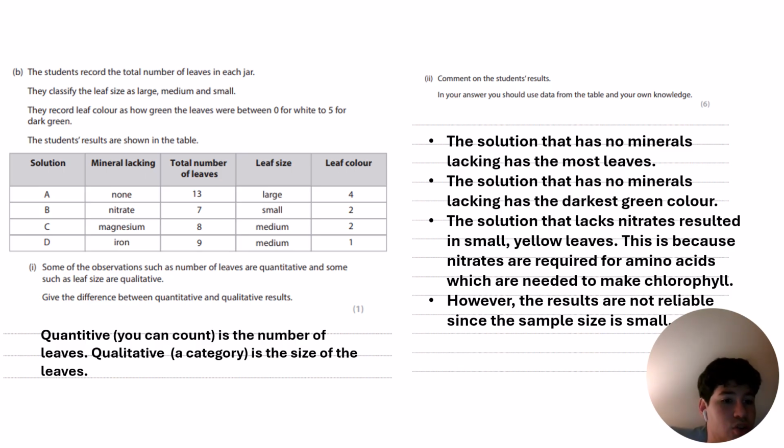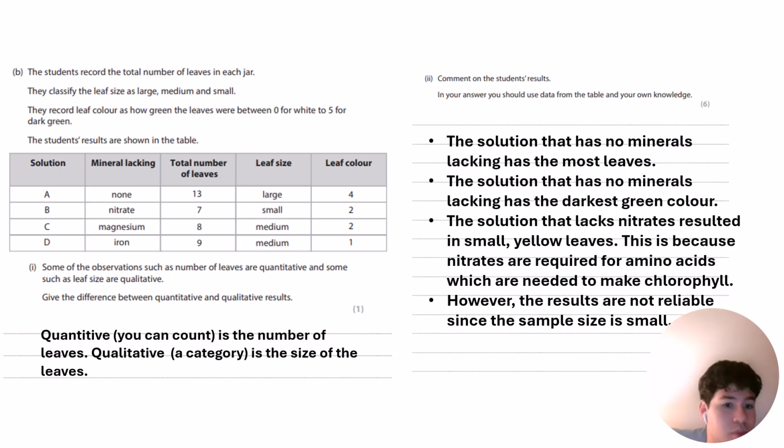We have the first one, mineral lacking, so none, so it has all the minerals. Total number of leaves is 13. The leaves, obviously, since they have all the minerals they need, it's going to be large and it's going to have a very nice green color. Okay. Nitrate, notice how it's much smaller and the leaf color is going to be yellowish because when plants don't have enough nitrate, they will turn yellow because nitrates are needed for protein synthesis, and proteins are needed to make chlorophyll, which is used for photosynthesis.